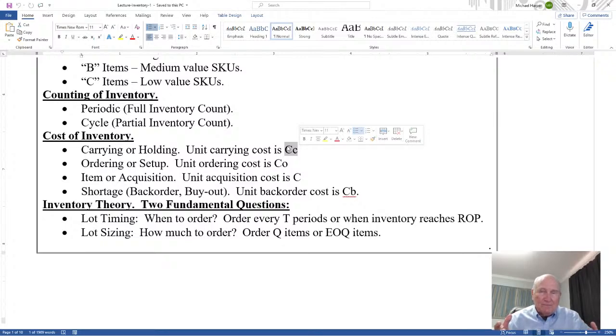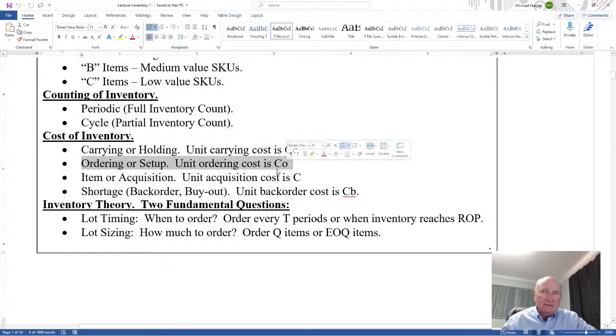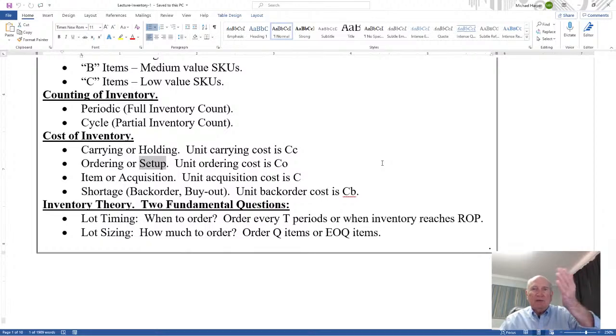And then the ordering or setup cost, again, C is cost and little o is ordering. This is placing an order. This is your purchasing department. How do you place the order? People who place the order, the computers, the overhead, and everything in placing the order. Or setup. And sometimes the setup cost for manufacturing, and you have a requisition for manufacturing production, that costs money to actually cause inventory to be created.